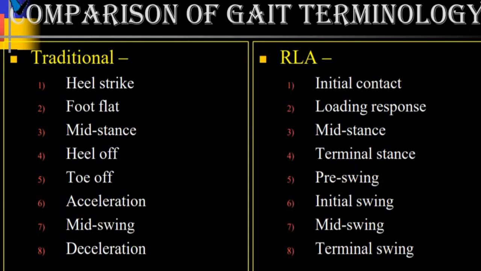Okay, so normally we see a comparison of our gait terminology. Traditionally, and what we are going to see in the articles, heel strike is also known as initial contact. Foot flat is also known as loading response. Mid stance only. Heel off is also known as terminal stance. Toe off is also known as pre-swing. Acceleration phase is also known as initial swing phase. Mid swing will also be called mid swing phase, and deceleration phase will be called terminal swing phase.